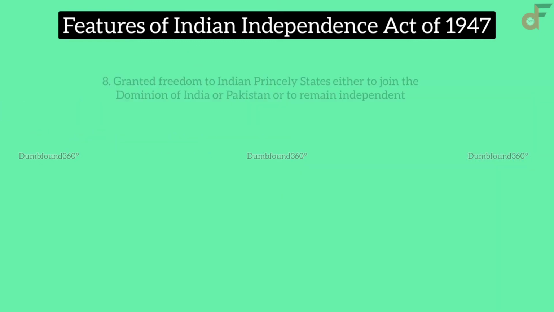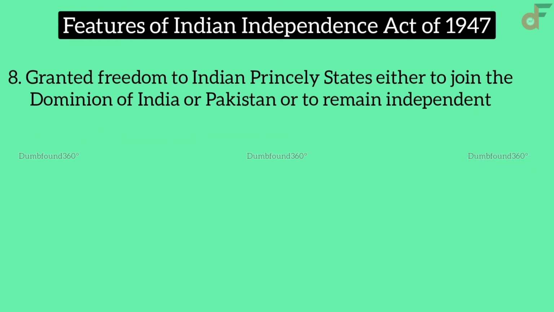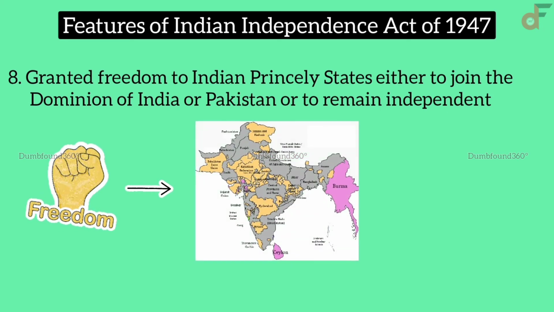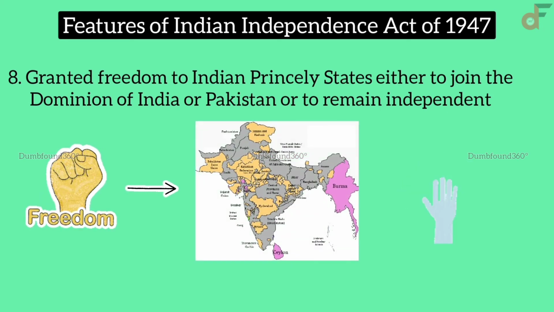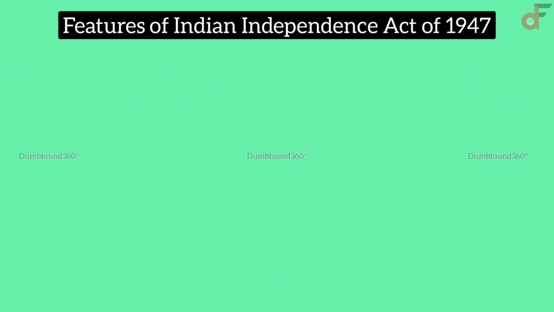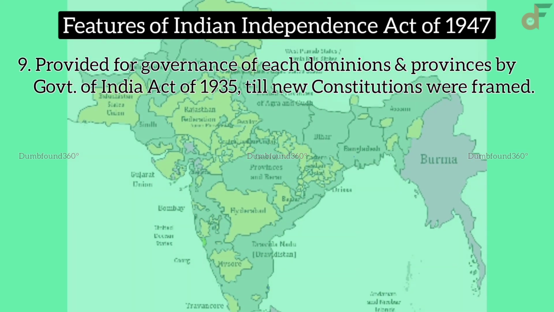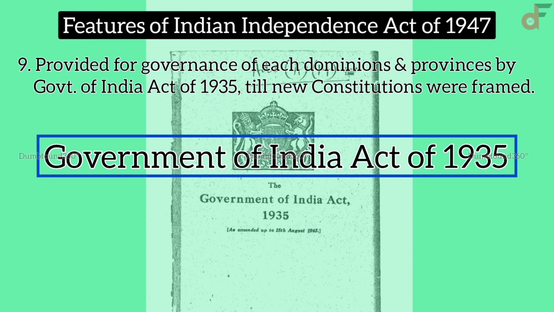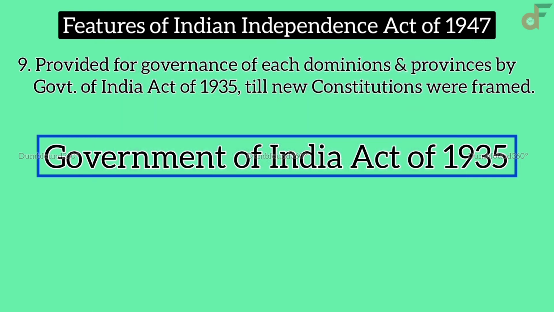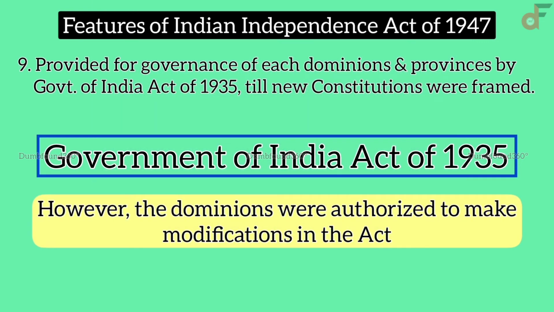8. It granted freedom to the Indian princely states either to join the Dominion of India or Dominion of Pakistan or to remain independent. 9. It provided for the governance of each of the dominions and the provinces by the Government of India Act of 1935 till the new constitutions were framed. The dominions were, however, authorized to make modifications in the Act.